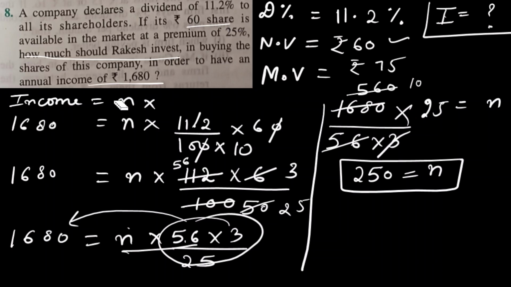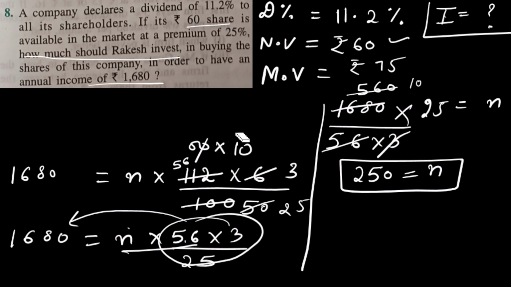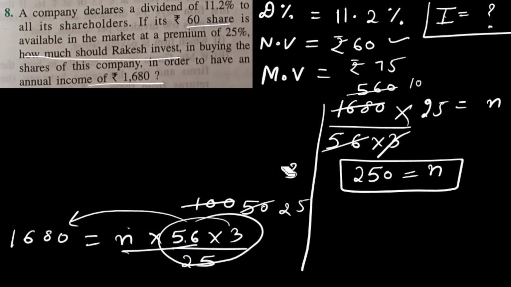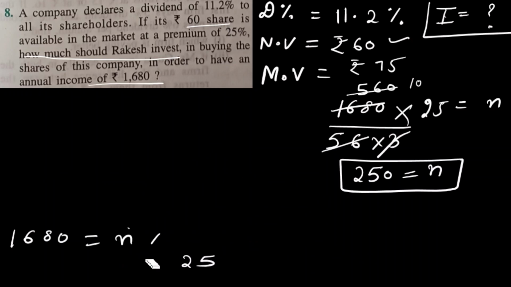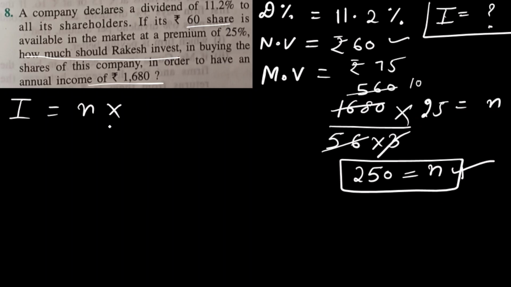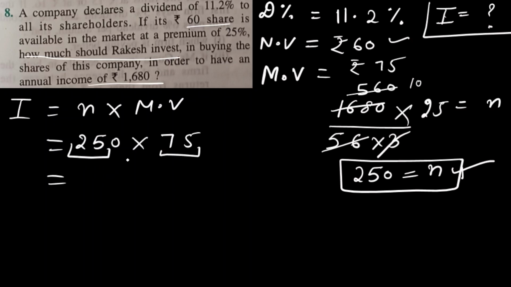Now I am going to clear this and find the value of investment, which is the main part of the question. Investment only we have to find in this question. For finding investment, we found the number of shares. So investment is equal to number of shares into market value. Number of shares we have found as 250. Market value we calculated as 75. Now 25 into 75 will multiply. With that answer we write 10 as 10 is there. So 25 into 75 I am multiplying.